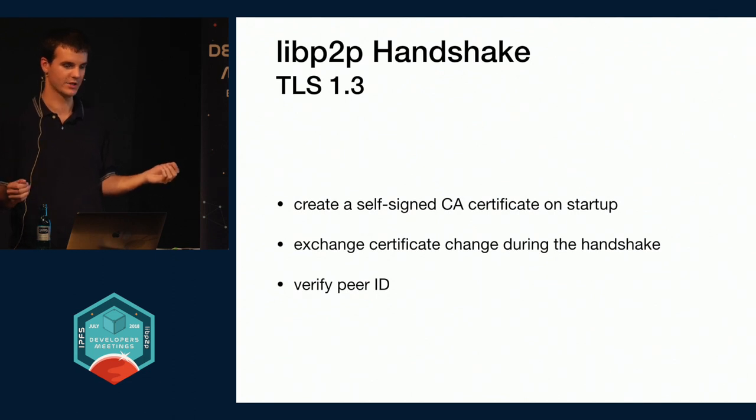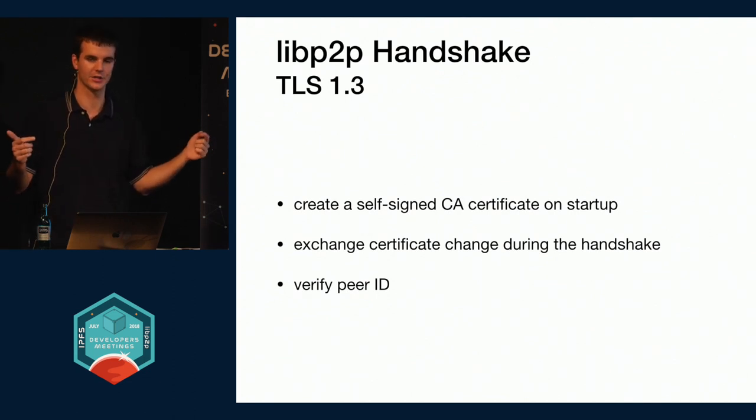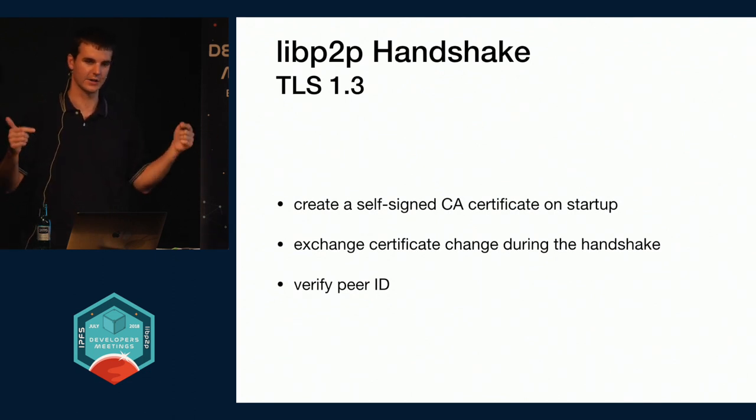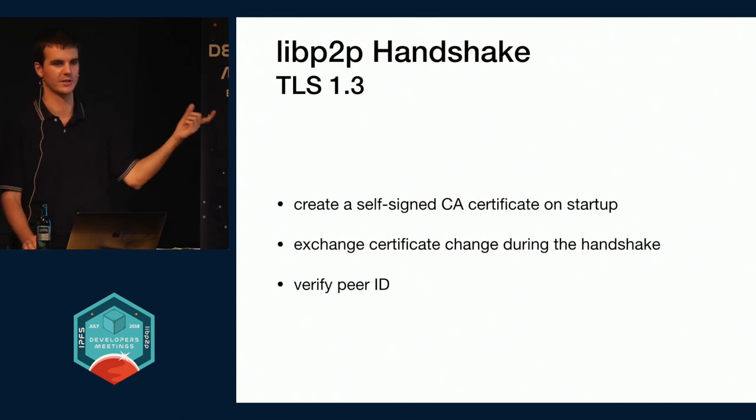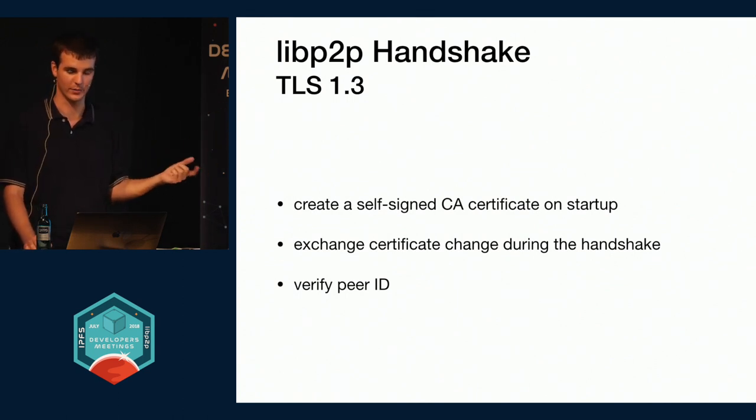So at the end of the handshake, you know the certificate chain of your peer. And then you can go back, look at the first certificate in the chain, get the public key, and calculate the peer ID. So that's the way we can verify that we actually connected to the peer that we wanted to connect to.